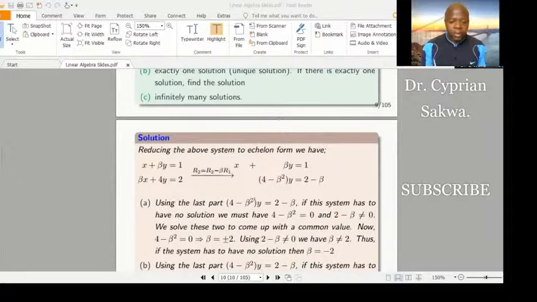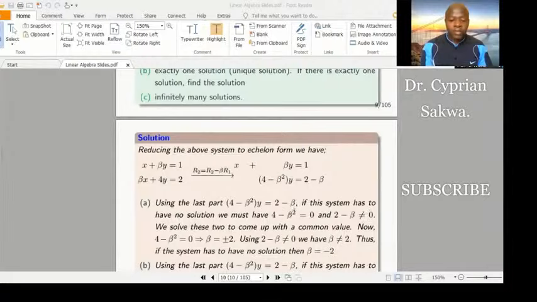So using this last row, if this system has to have no solution, we must have this left side equal to zero, and this right side must not be equal to zero. So we solve these two parts and come up with a common value.